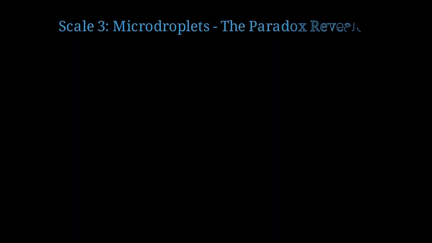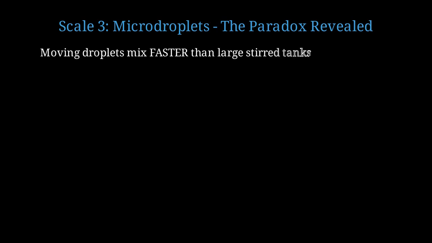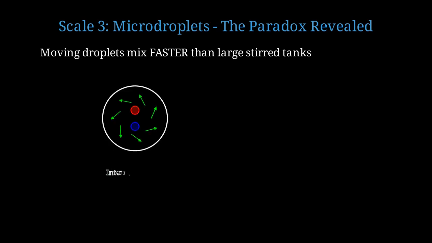Now here's where the paradox appears. When we form tiny droplets, typically 10 to 100 micrometers in diameter, and move them through a channel, something amazing happens. These tiny moving droplets can mix faster than large stirred tanks. A thimble-sized droplet mixes better than a bucket. This seems to violate everything we just learned. On the left, a moving droplet develops internal circulation patterns called vortices. On the right, a stationary droplet with no mixing.